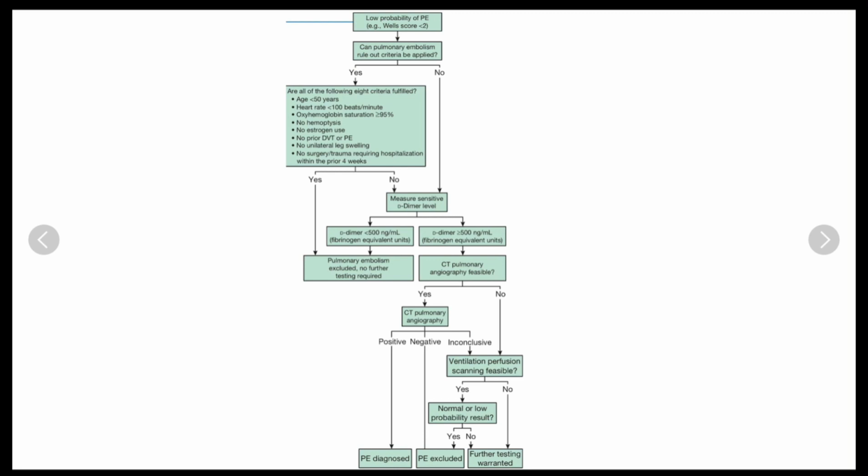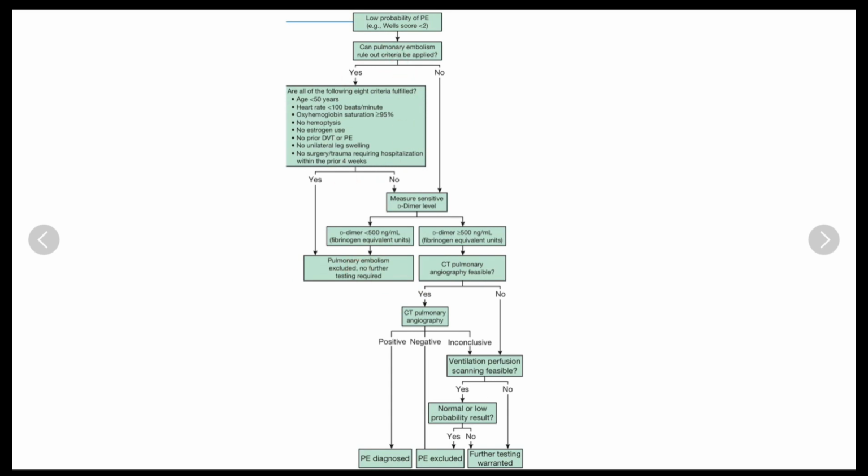So age should be less than 50 years, heart rate should be less than 100, oxygen saturation should be more than 94%, no hemoptysis, no estrogen use, no prior DVT or pulmonary embolism, no unilateral leg swelling, no history of trauma or surgery requiring hospitalization within the past 4 weeks. So if all these criteria are met, then pulmonary embolism is excluded and no further testing is required.